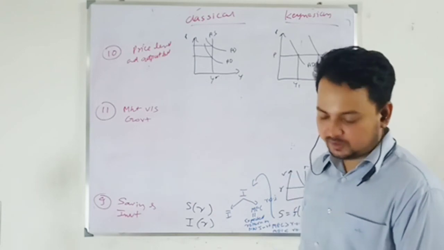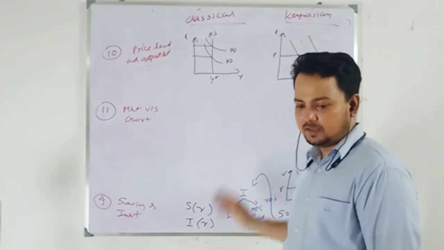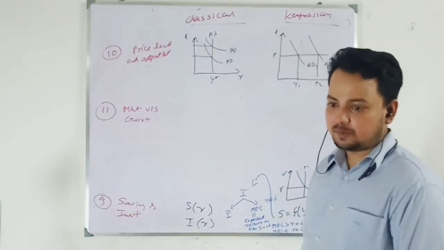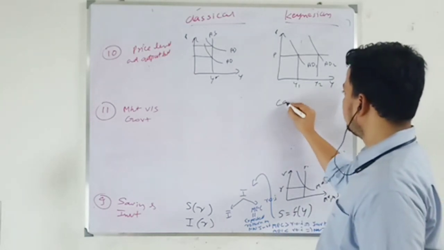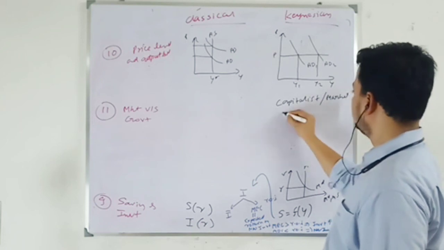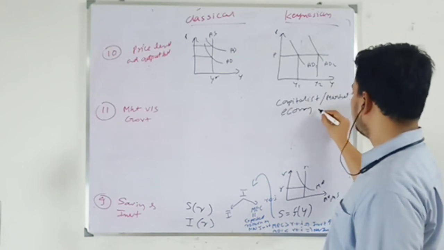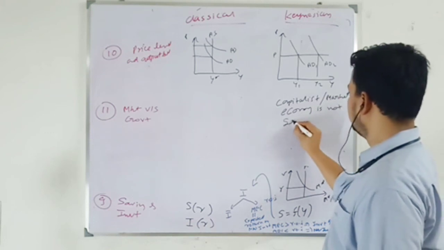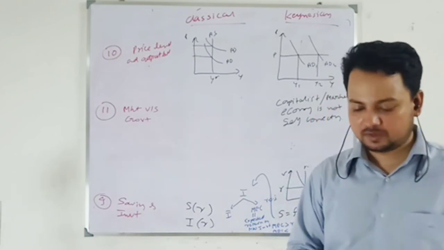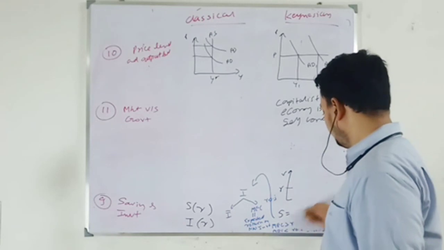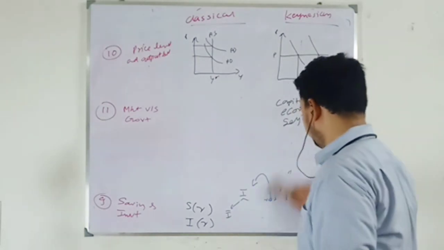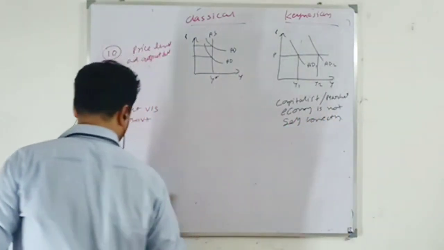During recession, in the Keynesian case, a capitalist or market economy is not self-correcting. Therefore the role of government is important. This is point number 11.